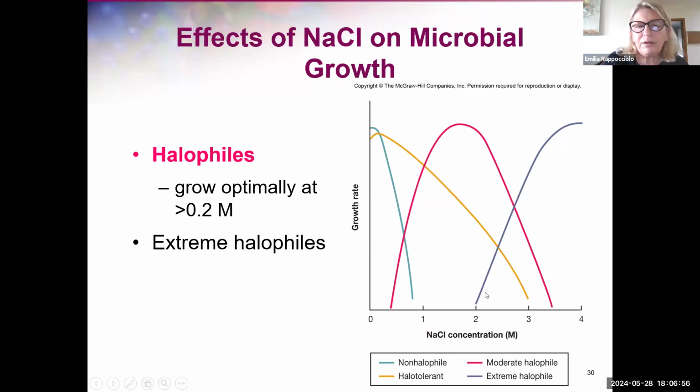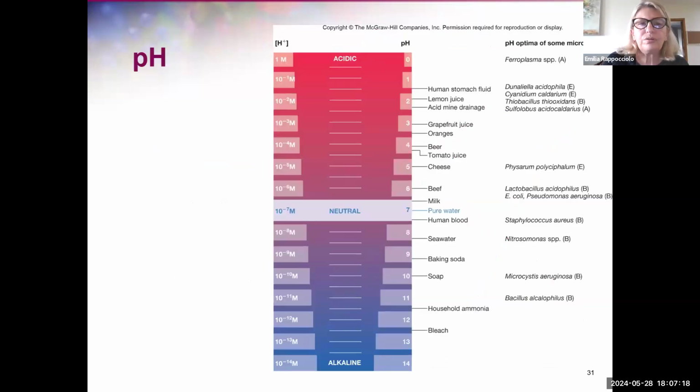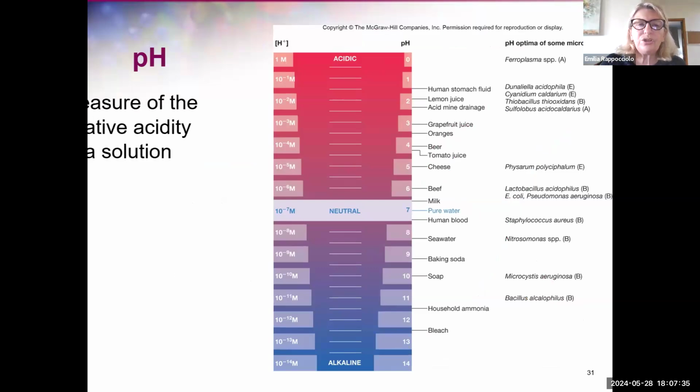And then you have the extreme halophiles, which are this dark blue line here. The extreme halophile, below 2 molar, cannot grow. They need at least 2 molar salt in order to start growing, and then they grow faster with the increasing concentration of salt. Okay, so that is water osmosis and water activity. The other environmental condition that might affect growth is pH.